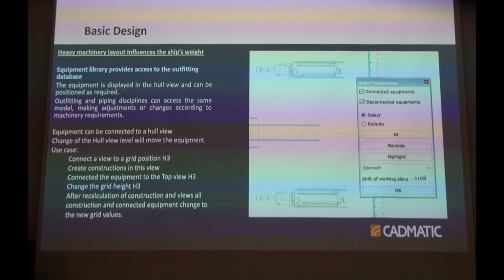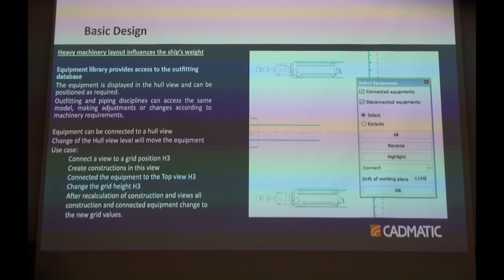The last development for the basic design is that the equipment can be placed in CADMATIC hull. Heavy machinery layout influences the ship weight. The equipment library provides access to the outfitting database. The equipment is displayed in the hull view and can be positioned as required. The nice thing is that outfitting and piping disciplines can access the same model, making adjustments or changes according to the machinery requirements.